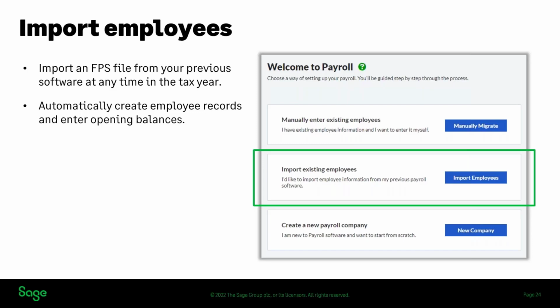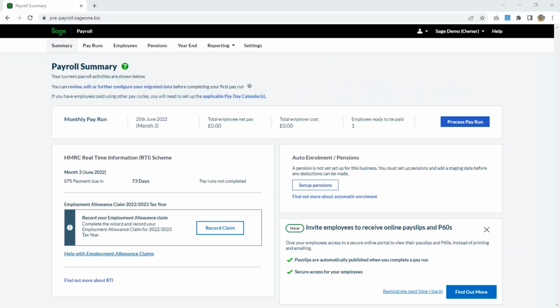It's an FPS file that you'll need from your previous software, and that automatically creates the employee records and enters opening balances. Although a quick caveat, you will need to enter some of the employee details manually, but it does create the records and sets most of it up for you. So let's take a look at that process next.